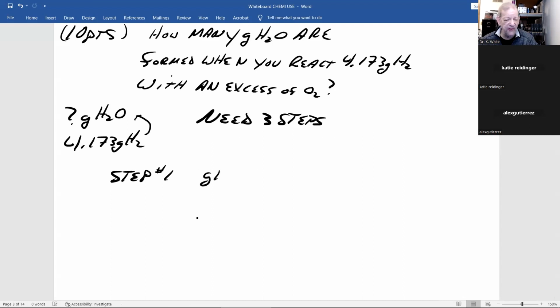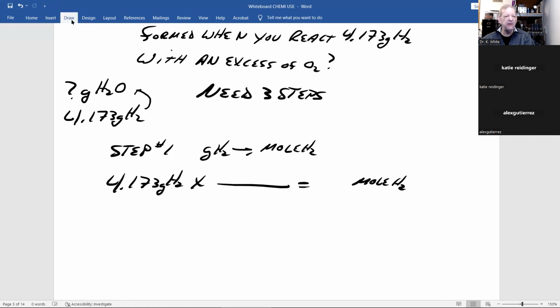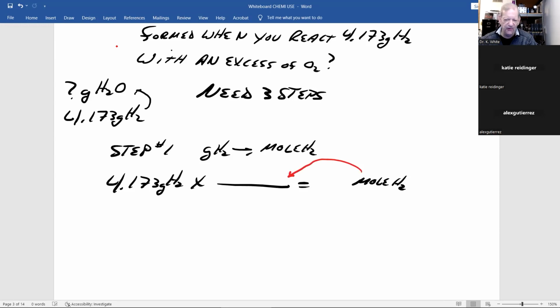We're given grams of hydrogen. We want to convert that to moles of hydrogen. A is whatever you're given the weight of. So I have 4.173 grams of hydrogen. I want to go to moles of hydrogen. And it's time to use your good buddy, your good friend, unit analysis. Whatever we're trying to get to goes on top of the ratio. Whatever we're trying to get rid of unit-wise goes underneath.